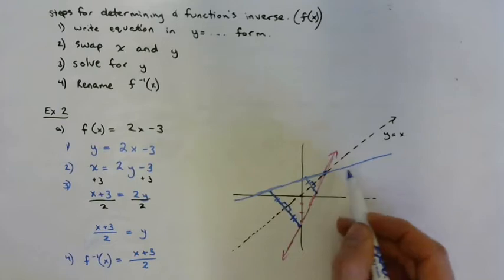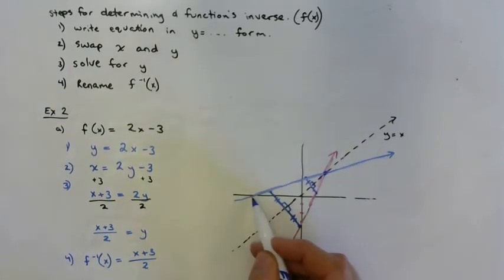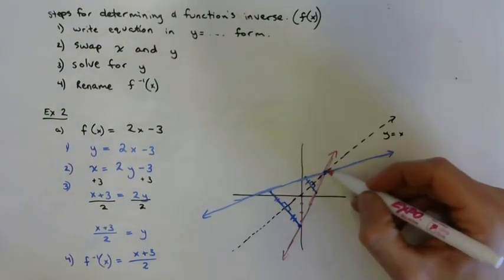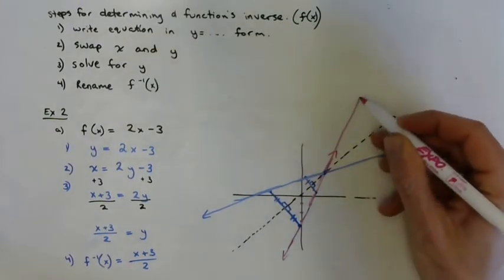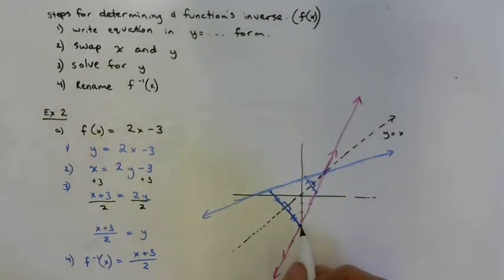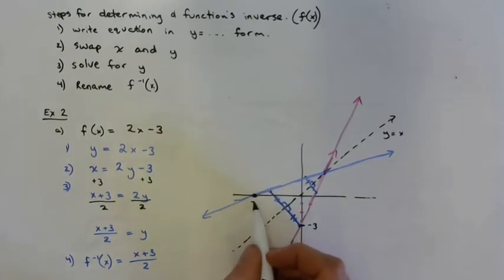What are the numbers though? Like over the line y equals x. That doesn't look similar at all. It's a reflection over the line y equals x. So where this had a y-intercept of negative 3, now this one is going to have an x-intercept of negative 3.